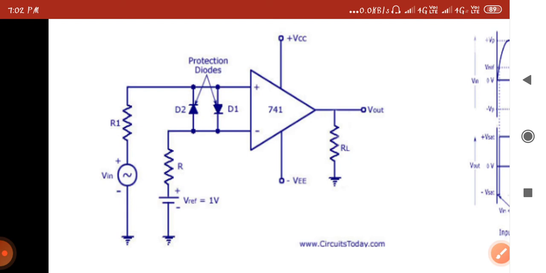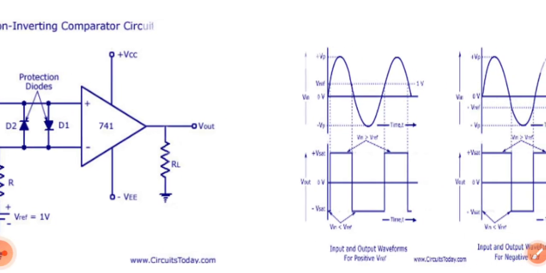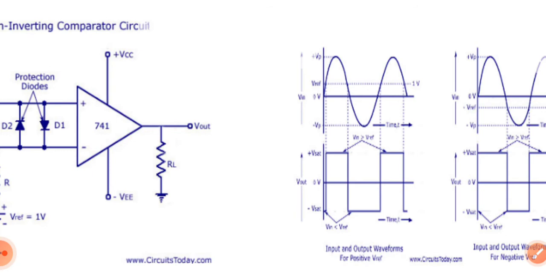Some op-amps have built-in input protection. Here the reference voltage V reference is given, which is a DC voltage supply with respect to the ground. The signal is applied to the positive input. The output waveform will be shown here.